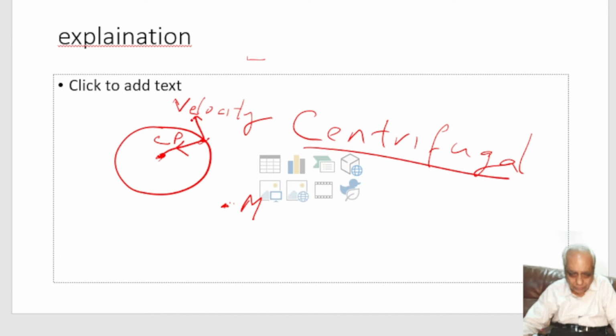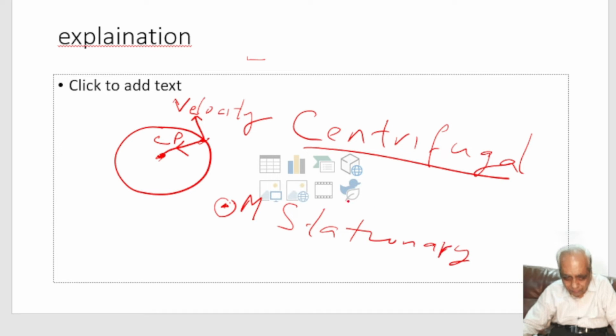If I draw the tangent at this point, I will get the velocity of the body. Now, a person who is outside is not moving. This person is stationary. So what he will see is that a stone is rotating in a circle and the tension in the thread is providing the necessary centripetal force.